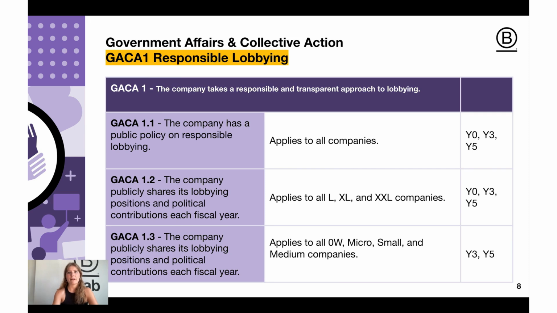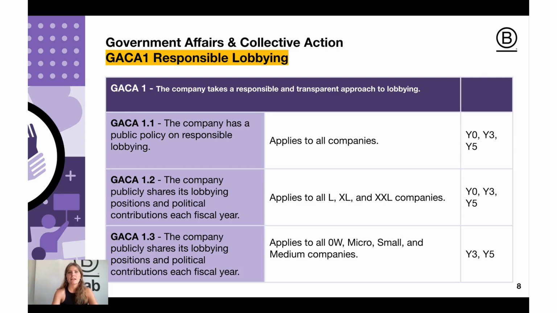For example, lobbying actions could include meeting with government officials, starting a petition to pass a law with a positive environmental impact. GACA 1.2 and 1.3 require a company to publicly share its lobbying positions and political contributions each fiscal year.